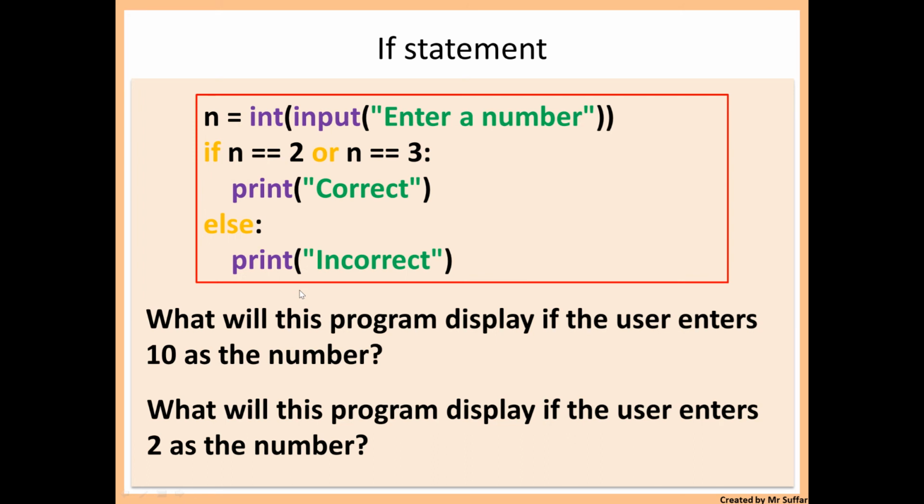Now here we have an example. It says, what will the program output if the user enters 10? Now, if n is 10, it says if n is equal to 2, so 10 is not equal to 2, or 10 is equal to 3, so that's also false. So it would go to the else statement, so it will output incorrect. What will this program display if n is 2? So if 2 is equal to 2, the left side is true. Because the left side is true, with the OR operator only needing one side to be true, it will automatically be correct. So it will display correct.